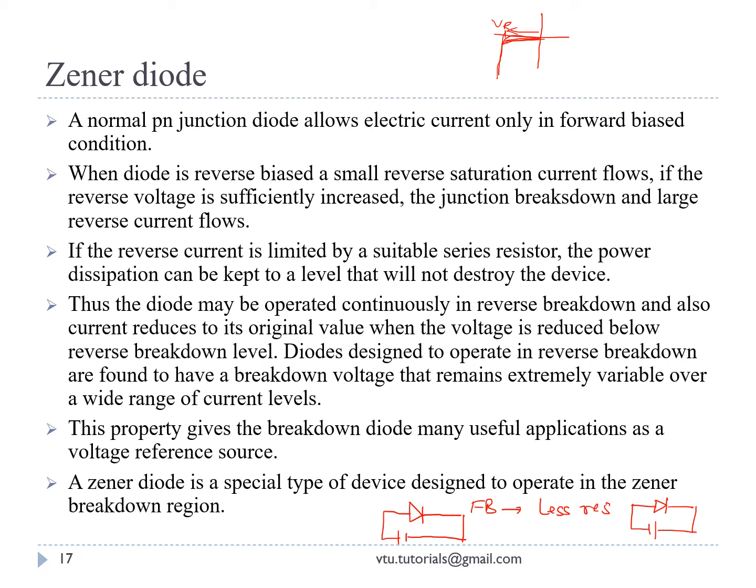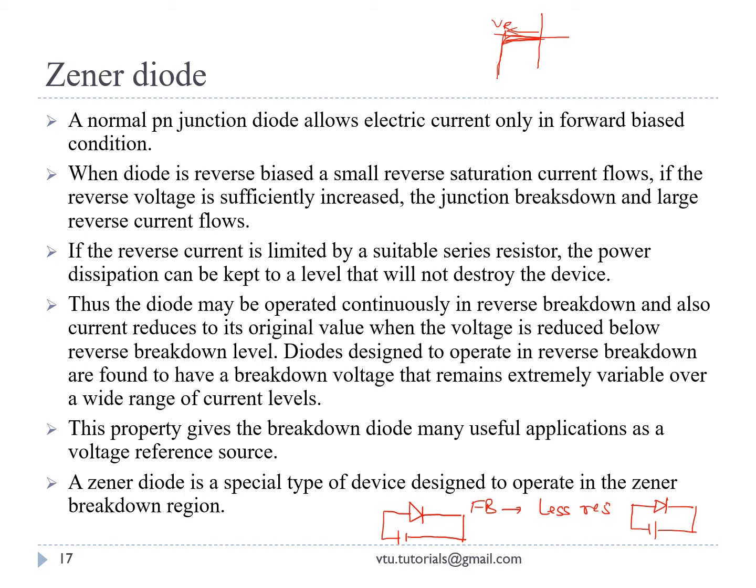If you limit this reverse current by a suitable series resistor, the power dissipation can be kept to a level that will not destroy the device. Using this concept, we design a special diode called a Zener diode, which operates in this reverse region. The Zener diode is a special type of device designed to operate in the breakdown region. If you use a series resistor, you can limit the current flow.